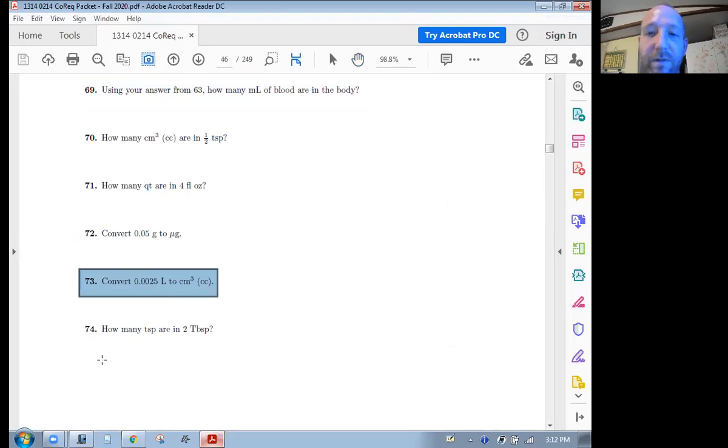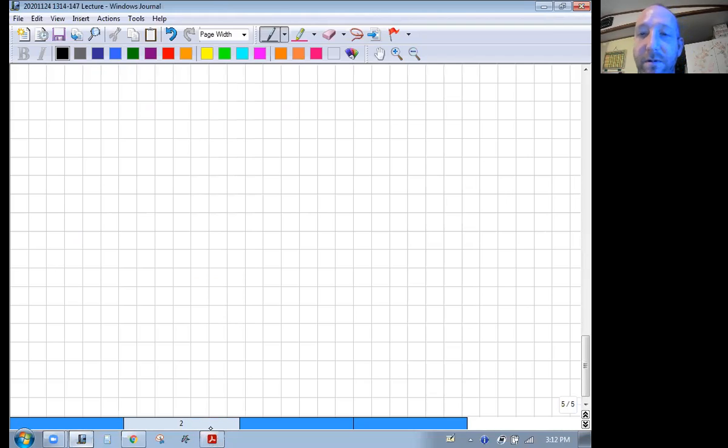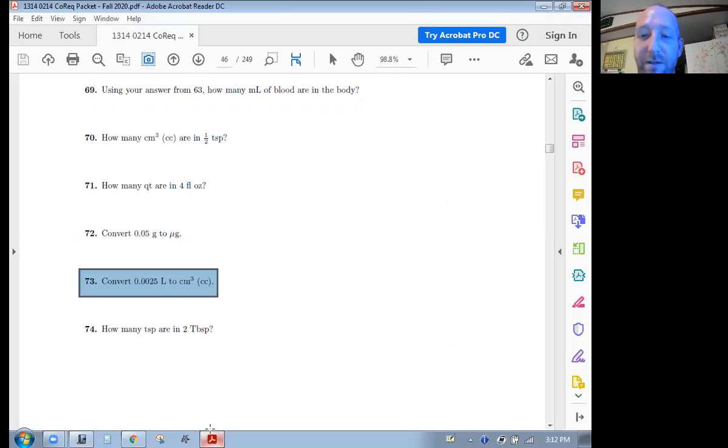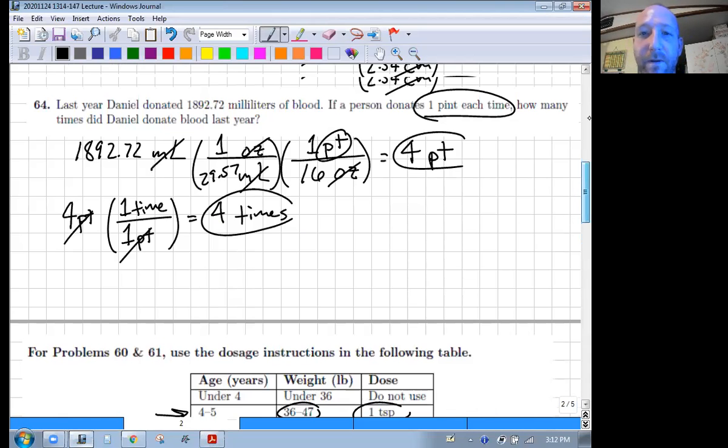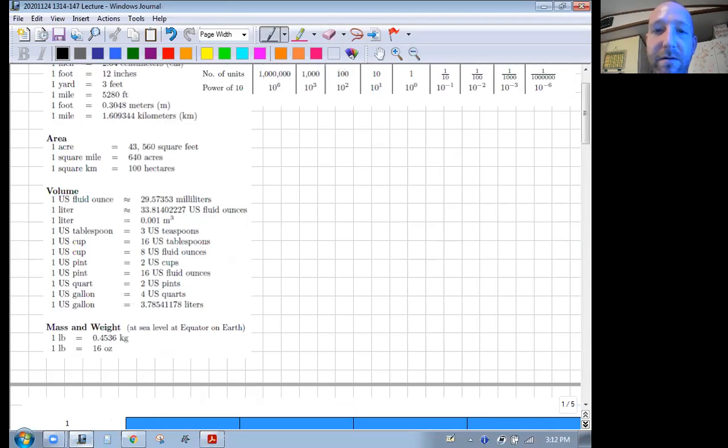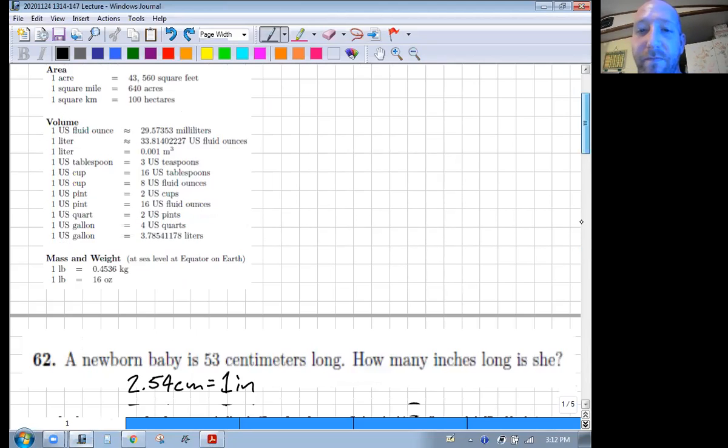Well, here's a liters to centimeters cubed. That might do it, actually. Right here is a liters per volume. No, that's a volume to volume. That's not a weight to volume. So no, that still won't work.